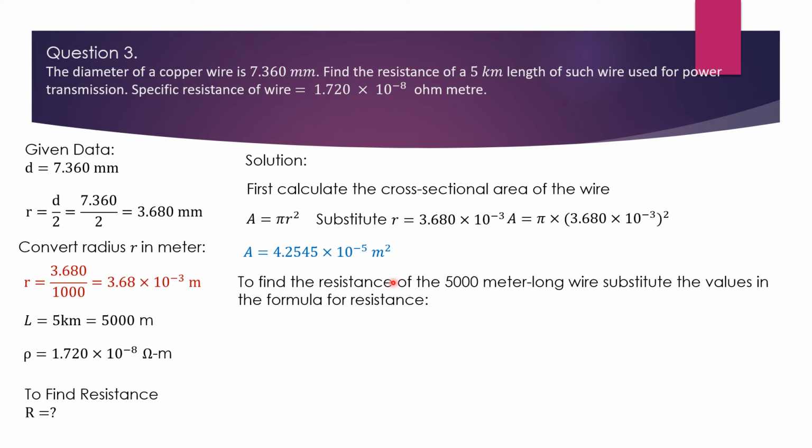To find the resistance of 5000 meter long wire, substitute the values in the formula for resistance. R is equal to rho L over A. So R is equal to 1.720 into 10 power minus 8 times 5000 divided by 4.2545 into 10 power minus 5. Calculating all this results in resistance equal to 2.02 ohms.